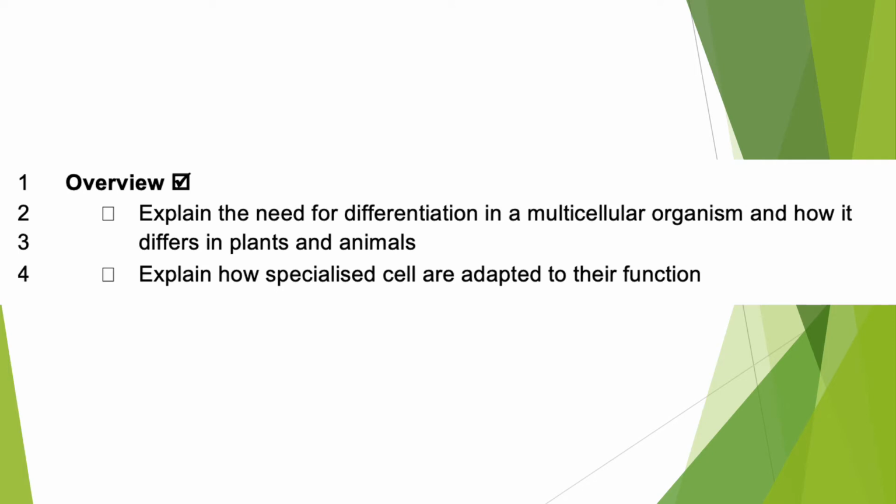Okay, so by the end of today's lesson, hopefully you will be able to do most of these things, which is to explain the need for differentiation in a multicellular organism and how it differs in plants and animals, and explain how specialized cells are adapted to their functions. Okay, so you may not have heard lots of these words such as differentiation and specialization, but they're essentially the same thing. There's actually not much to explain there. And you'll see as we move along that this actually isn't as difficult as it sounds, okay?